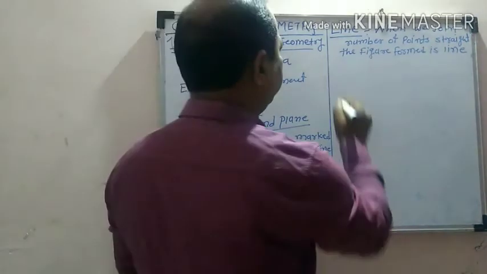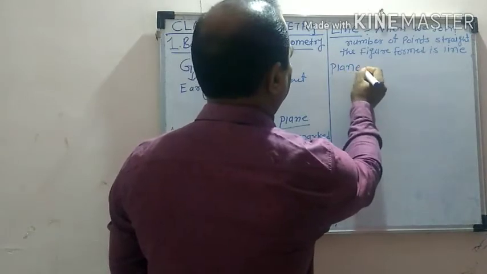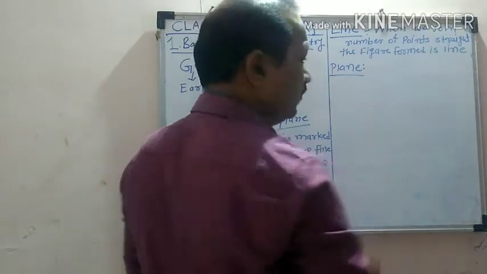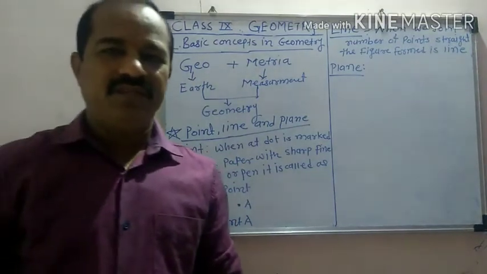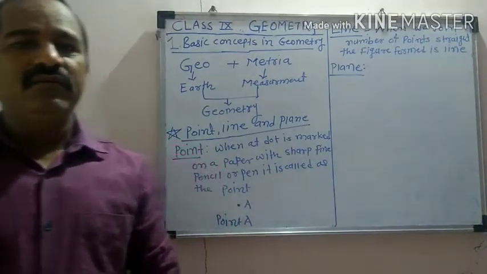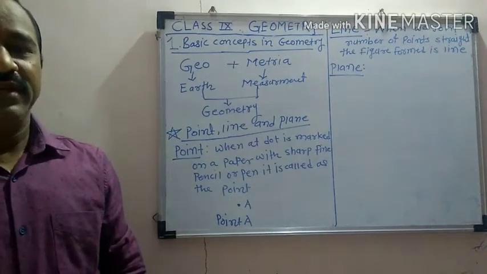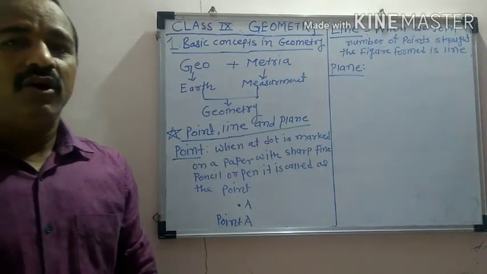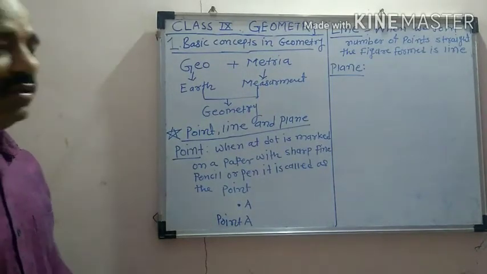Now the plane. Plane is what? Plane is a smooth and flat surface that extends in all directions. This board is also a plane.